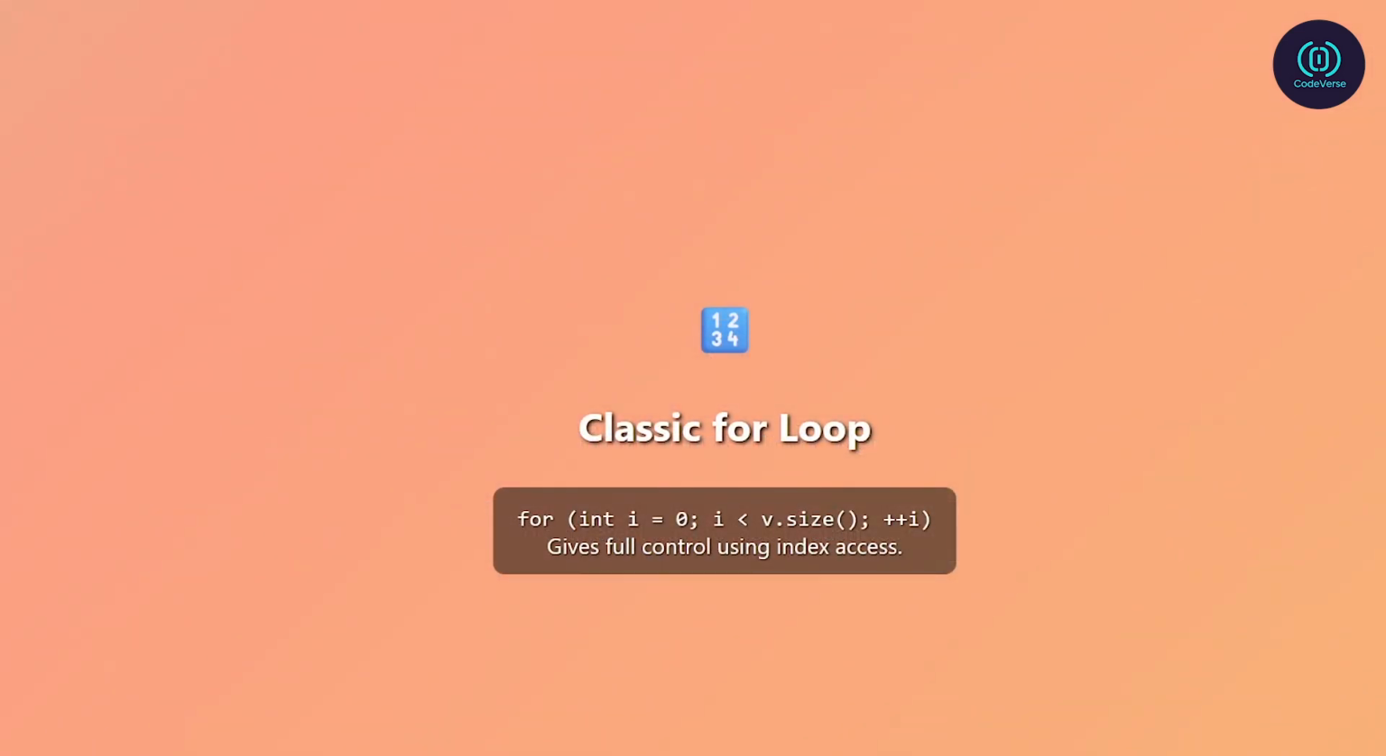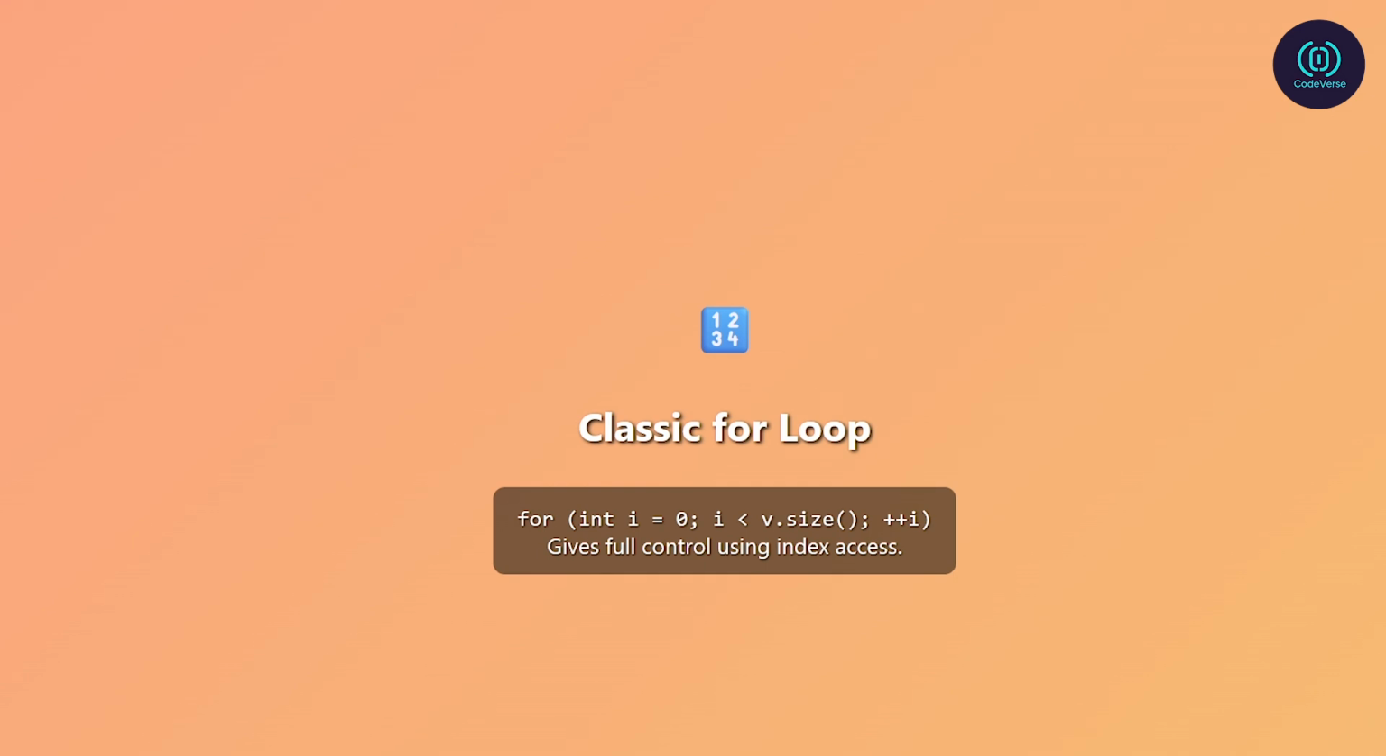First up, the classic for loop: for (int i = 0; i < vec.size(); ++i) { std::cout << vec[i] << std::endl; }. This gives you full control over the index and is perfect when you need to know the position of each element.